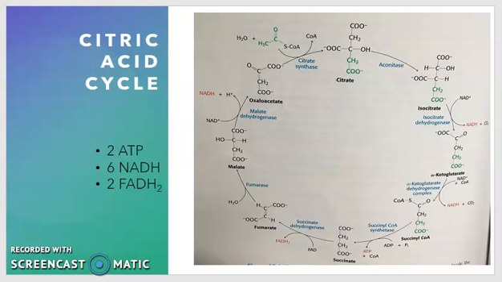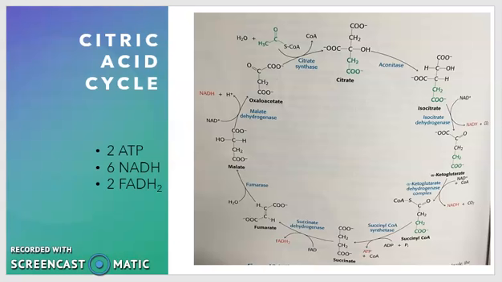And our third stage is the citric acid cycle. The acetyl-CoA made in the last step combines with a 4-carbon molecule and goes through a cycle of reactions, ultimately regenerating the 4-carbon starting molecule. ATP, NADH, and FADH2 are produced and carbon dioxide is released.